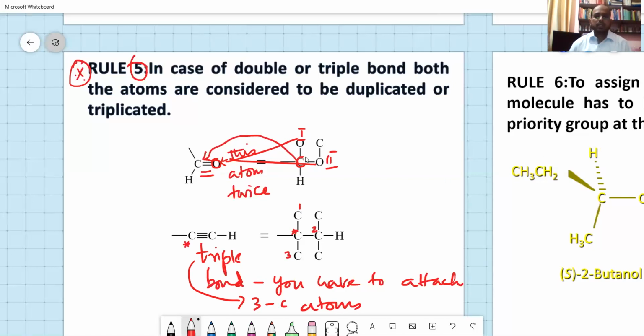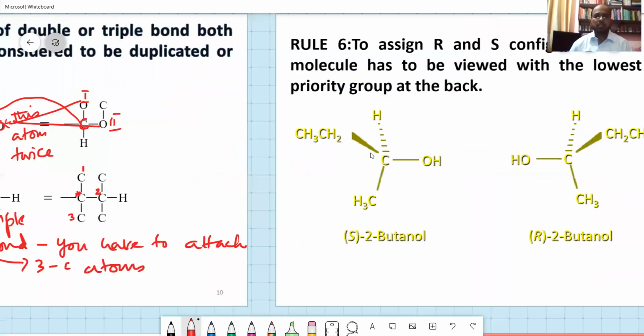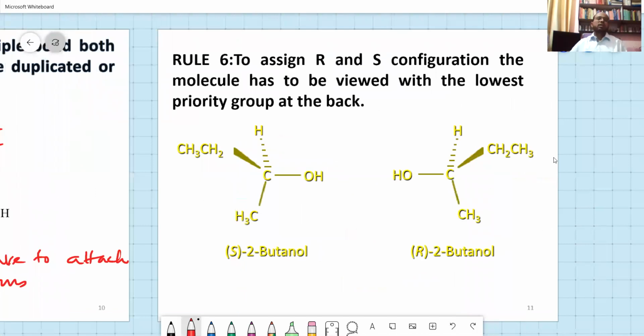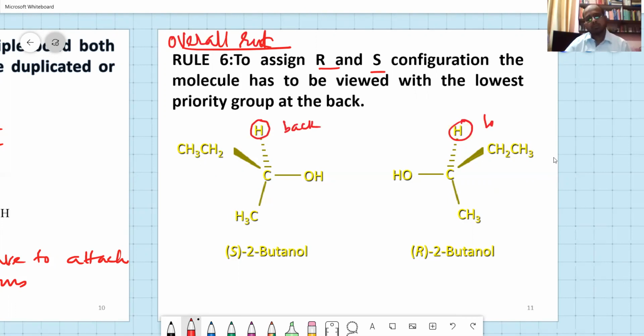Okay. And then coming to rule number 6, to assign RS configuration, the molecule has to be viewed with the lowest priority group at the back. That is an overall rule. Lowest priority group at the back. Back is represented by a dashed wedge.